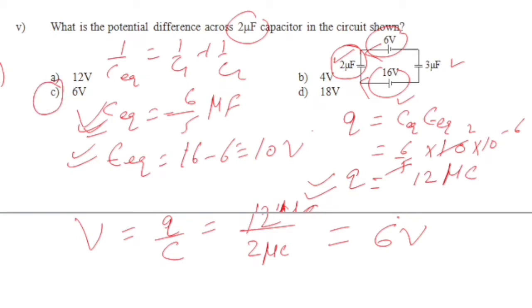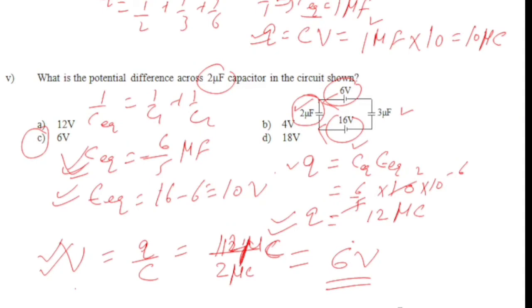In this way, you calculate this question also. It's very simple. What is the potential difference across the 2 microfarad capacitor? So first you have to calculate equivalent capacitance, equivalent voltage. Then what is net charge on each capacitor? If you know charge, and you know the capacitor is 2 microfarad, you can easily calculate potential difference across this 2 microfarad capacitor using formula V equal to Q by C. In this way you solve this question also.